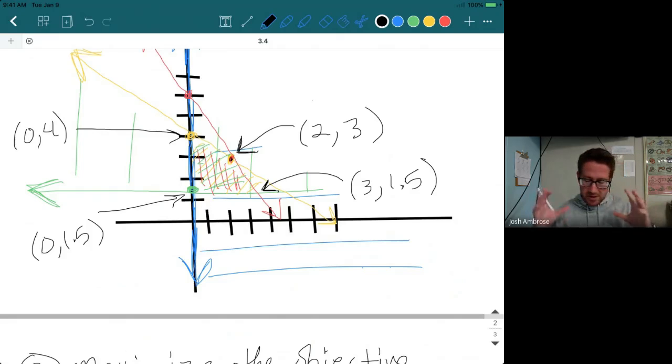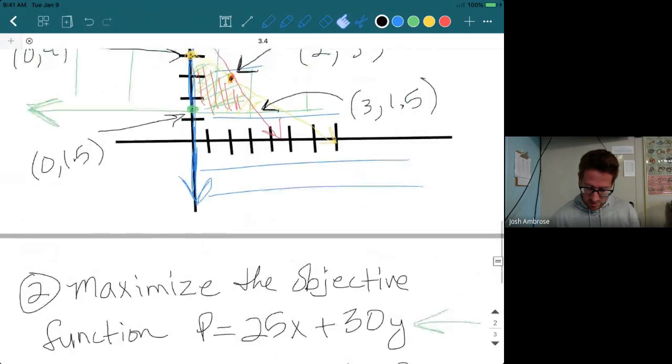Okay, so these vertices are what you will plug in now to this equation down here, the P equals 25x plus 30y. Each vertice gives you a brand new x and y to plug into the equation and see what value comes out. So you have an equation, 25x plus 30y. Here's a value for x, 0. Here's a value for y, 1.5. Plug those in, see what comes out.